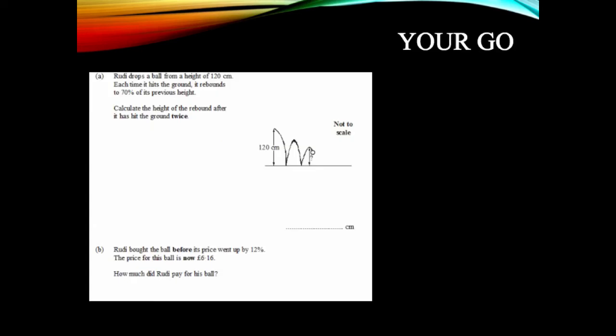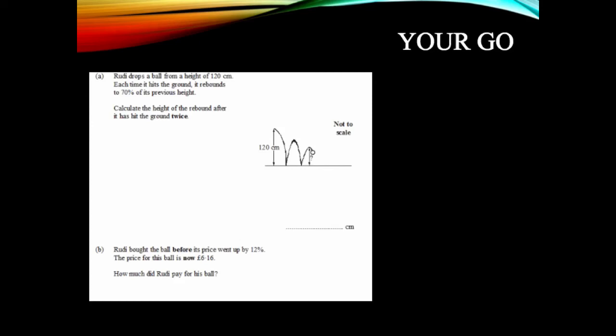Okay, here's a question for you to have a go at by yourselves. You can pause the video, have a go, and then I'll show you how to do it in a second. Okay, so in this question it says Rudy drops a ball from a height of 120 centimetres. Each time it hits the ground it rebounds 70% of its previous height. Calculate the height of the rebound after it's hit the ground twice.